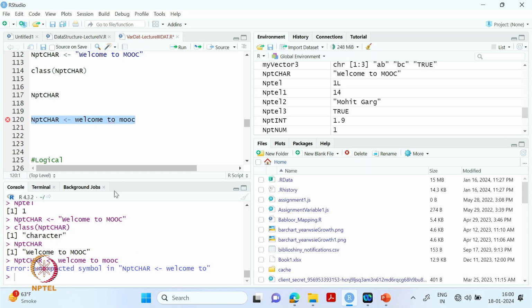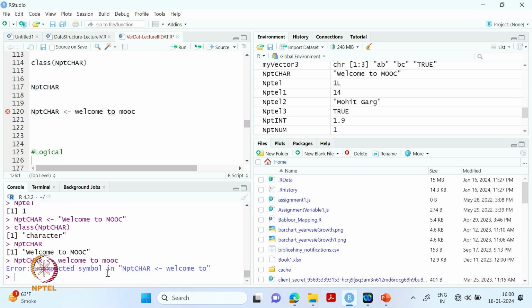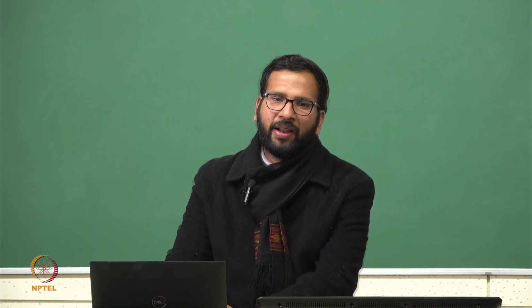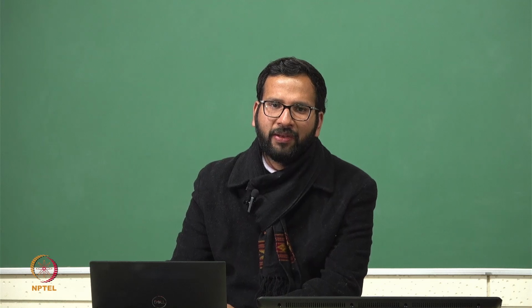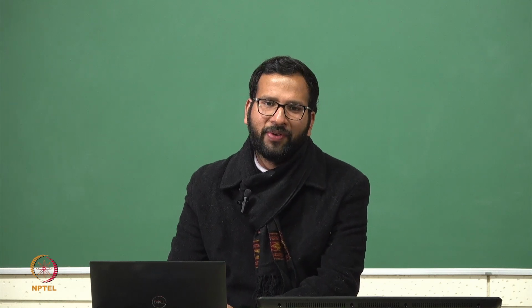Also, if you notice the output for this particular object, it is shown in double inverted commas as well. So this is why, whenever you are creating any object to be assigned a character value, you have to use double inverted commas.